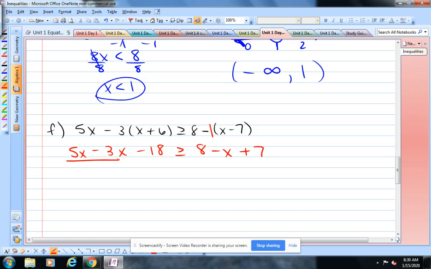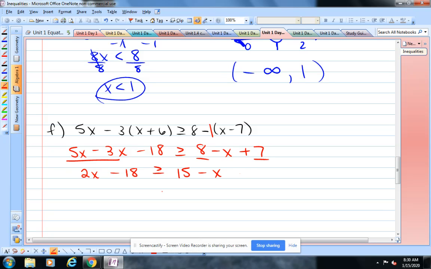Now what do I need to do? I've got like terms over here and over here, right? So what's 5x minus 3x? Minus 18 is greater than or equal to 8 plus 7 is 15 minus x. Or you could do the other order, negative x plus 15.